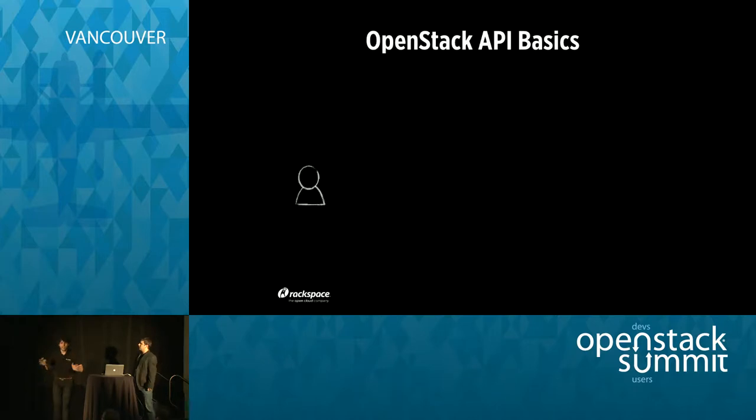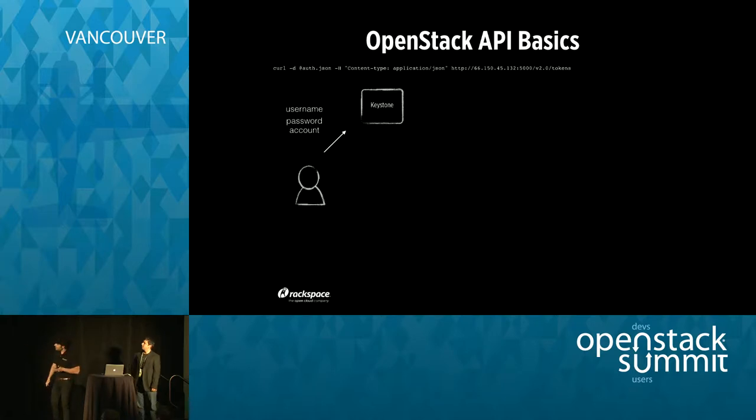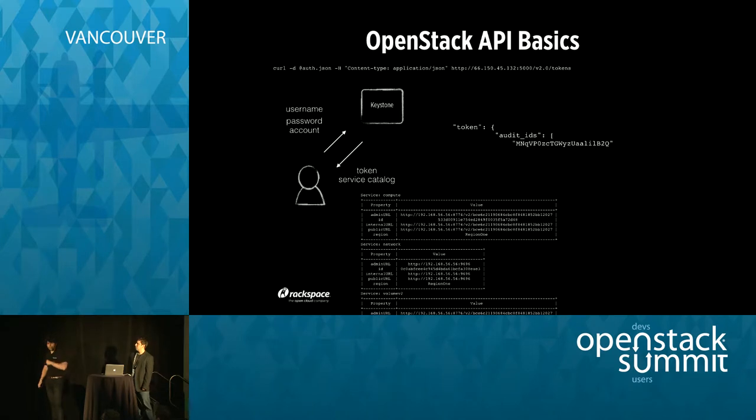So here are some OpenStack API basics. If you're confused about what an API is, here are the real basics. You send a username, password, and account name or number to Keystone, and it gives you back a token and something else. Two things it gives you back. A token and what else? A service catalog.